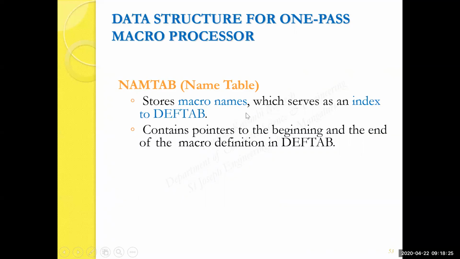You place the macro definition into the definition table, and the macro names are saved into the name table. Also, the name table contains two pointers identifying the beginning and end of the macro definition kept in the definition table. Corresponding to each macro name, there is one pointer indicating the beginning of the macro and another indicating the end of the macro in the definition table.